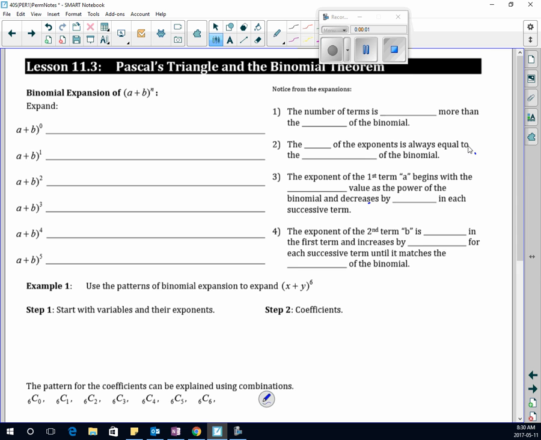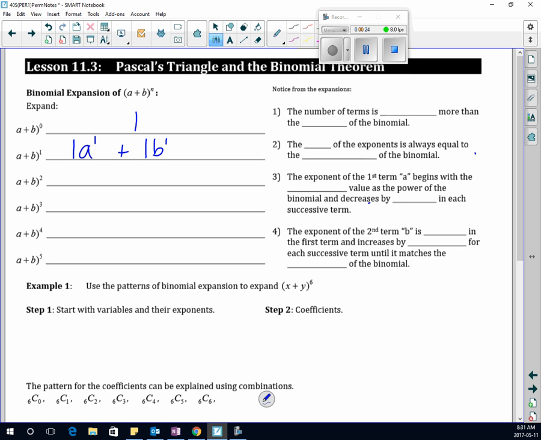Can you guys expand (a + b) to the power 0? 1. How about (a + b) to the power 1? a + b. And just for fun, I'm going to put a 1 there. Okay, so I'm going to put the exponent 1. I'm also going to put a 1 in front. Not that you would do that normally.